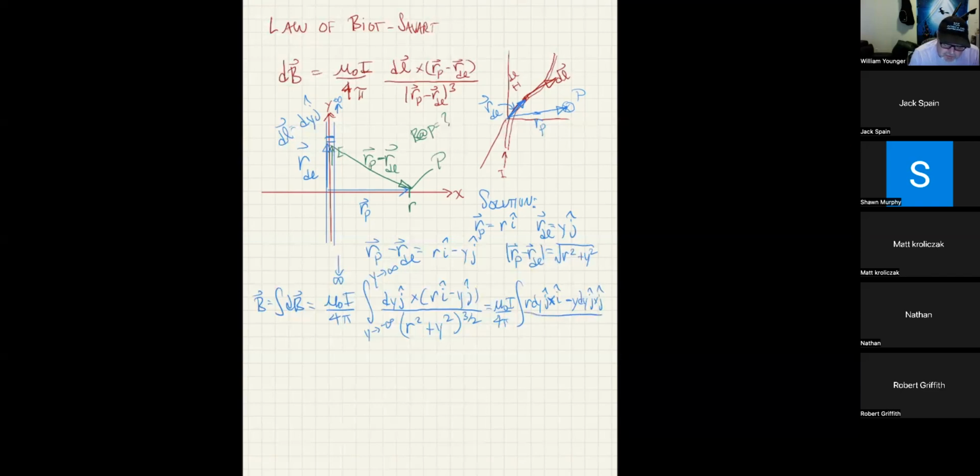This is going to become r squared plus y squared to the 3/2, so nothing changed with that. Now what I'm going to say is this is all equal to mu 0 I, and I'm going to take that first integral, the r dy j hat cross I hat. I'm going to work that. So the r is a constant. I'm going to put that out in front, and then put the 4 pi down here at the bottom. And then I'm going to have the integral. And what I'll do is put it in curly brackets so we know we got 2 integrals to do.